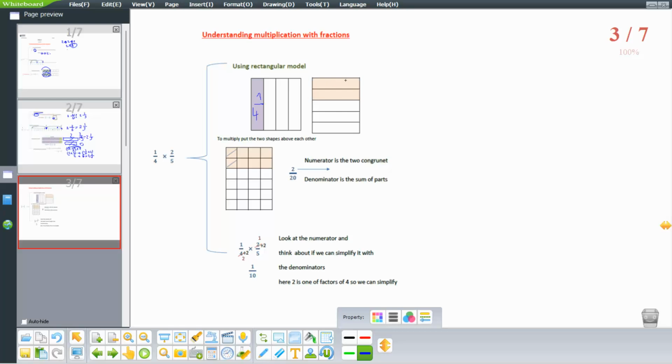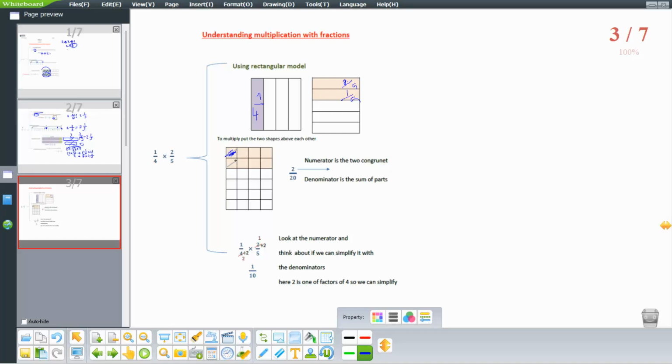And here we represent 2 over 5, because we have 5 parts and we shade 2 parts. So it will be 1 over 5, 1 over 5, and here 2 over 5. Imagine that we put them over each other. They are going to meet here.